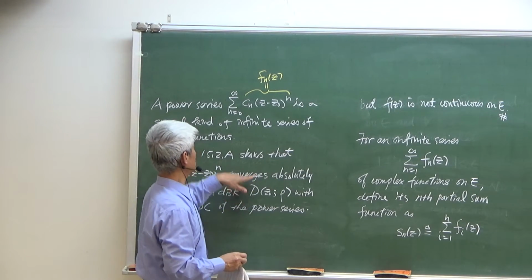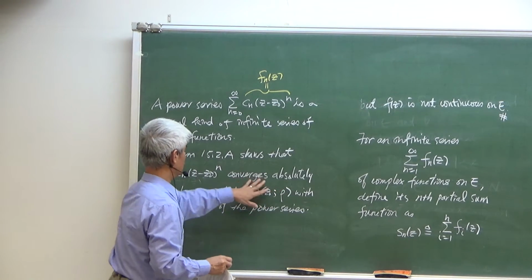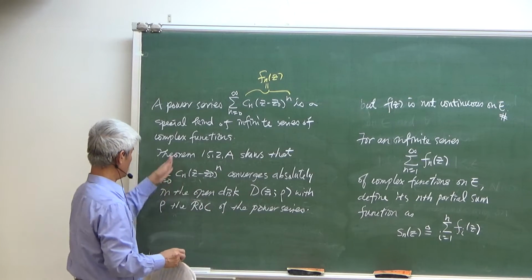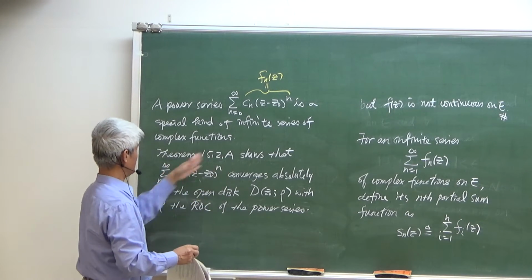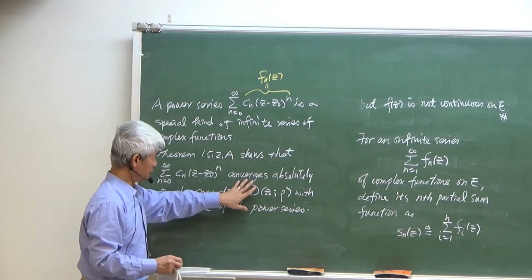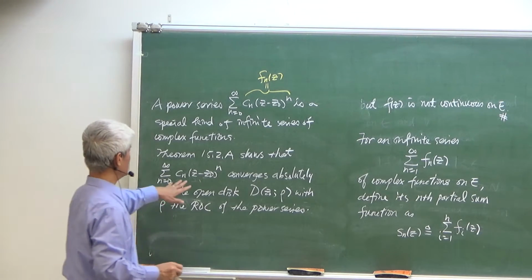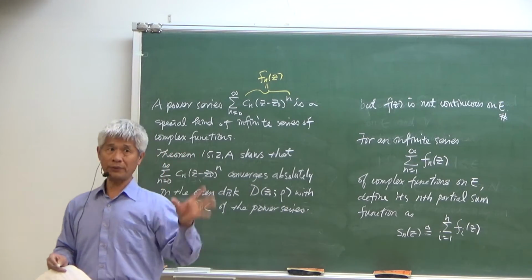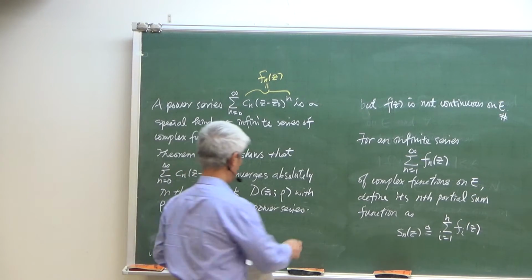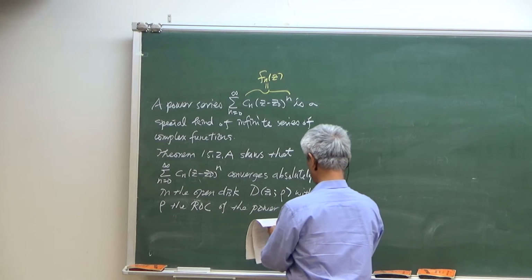Absolute convergence is different from uniform convergence. Absolute convergence means that pointwise, for every z in this open disk, the absolute values of the terms form an infinite series which converges. So absolute convergence is actually a pointwise concept, not like uniform convergence. Uniform convergence is not pointwise, it is on the whole domain. The next theorem will connect these concepts, particularly for power series.